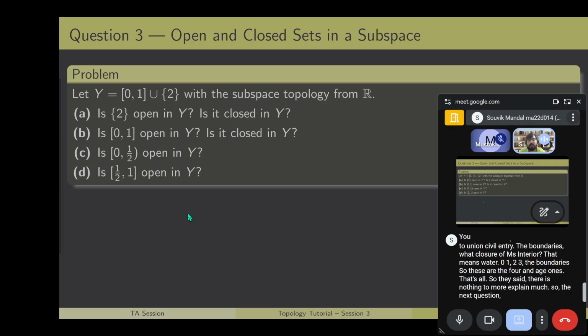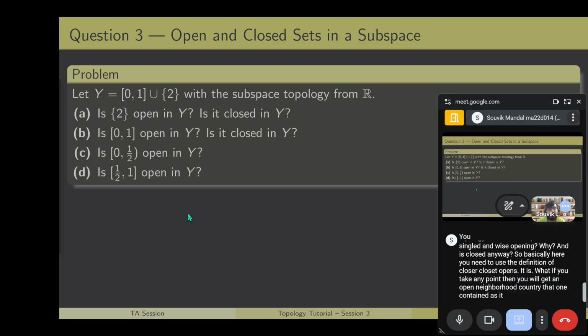So the next question is about open and closed sets in a subspace. Y is equal to [0, 1] union singleton 2, with the subspace topology from R. The question is: is singleton 2 open in Y, and is it closed in Y? Basically here you need to use the definitions. Open set means that for any point, you get an open neighborhood containing that point contained in the set. And closed set means its complement is open. So use the definitions, the first principles, and try to answer these four questions. Think about it, take your time, let me know. It shouldn't be difficult.